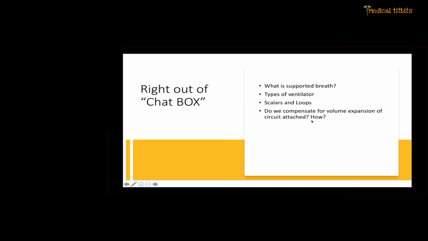Types of ventilators, somebody asked. There can be different kinds of answers: maybe negative pressure ventilators, which are non-existent these days, or positive pressure ventilators, or you can categorize them as ICU ventilators, anesthesia ventilators, transport ventilators. Or you can classify the manual bag resuscitator, Ambu bag, as a manual ventilator, and the others as mechanical ventilators. So there are different kinds of classification available. It depends on which source the examiner or the person is referring to. Scalars and loops I have already explained.